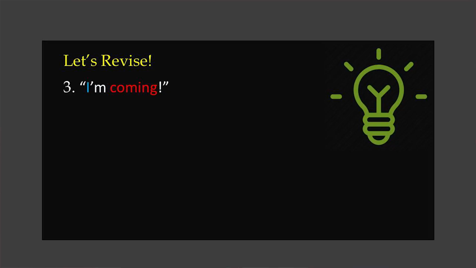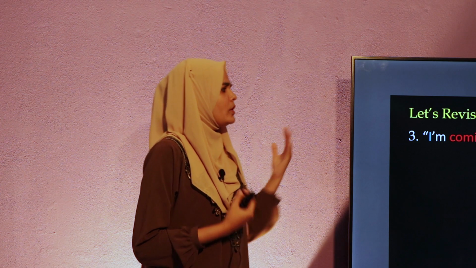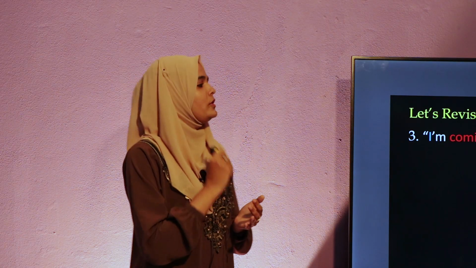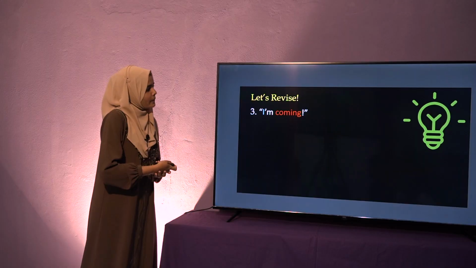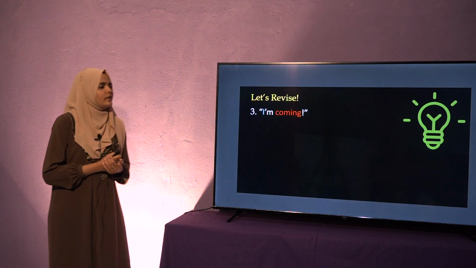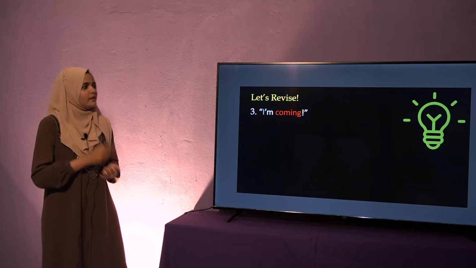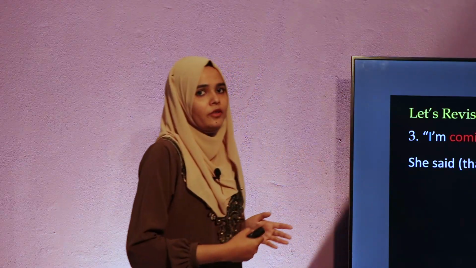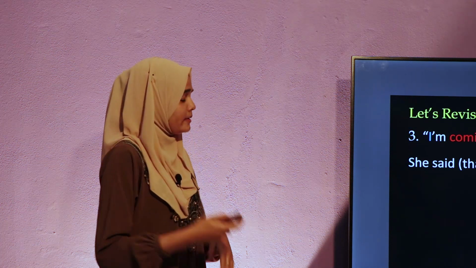Okay, next, I am coming. So, which tense is this? Yes, it's in present continuous tense. So, what changes in present continuous tense? The auxiliary verb. Yes, she said that she was coming here. I has changed to she, and auxiliary verb am has changed to was, and coming is the same. Present continuous tense changes to past continuous tense.